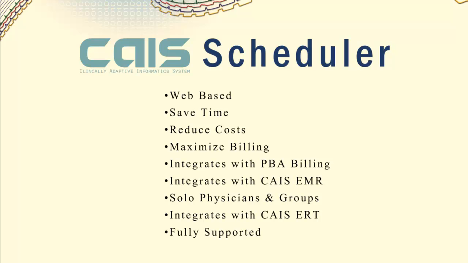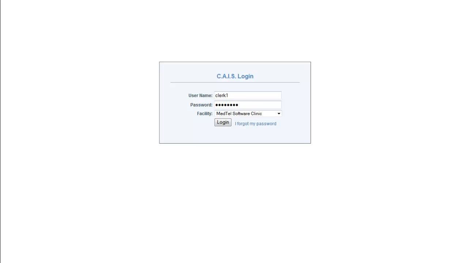The scheduler can be used for a single physician practice, small to large groups, or even clinics. For multi-facility clinics, CAIS Scheduler can integrate with our CAIS electronic referral triage module. This electronic referral triage manages the intake process for all facilities and helps to reduce referral backlogs. I should also mention that all of our CAIS modules, including the CAIS Scheduler, are fully supported by our dedicated support team. As mentioned, CAIS Scheduler is accessible over the internet, but can only be accessed after securely logging in.